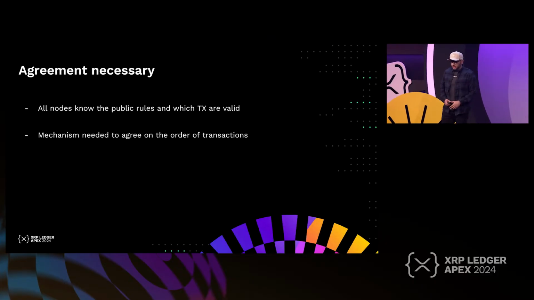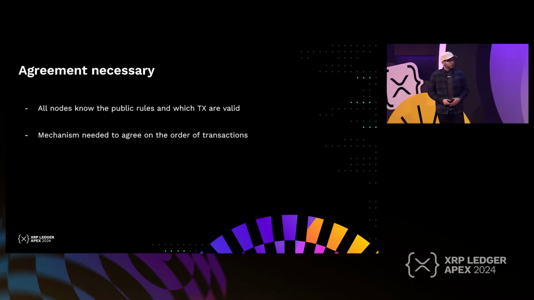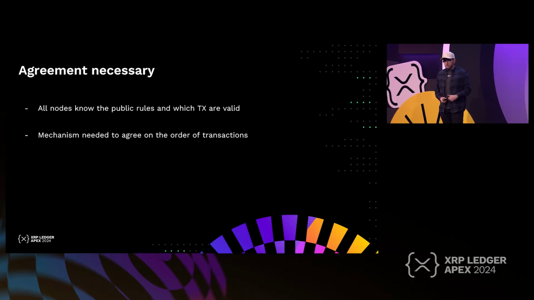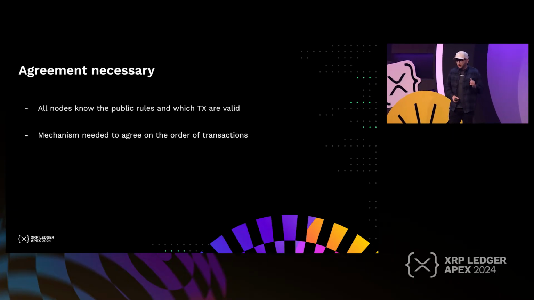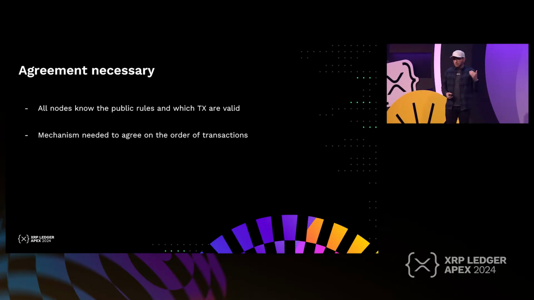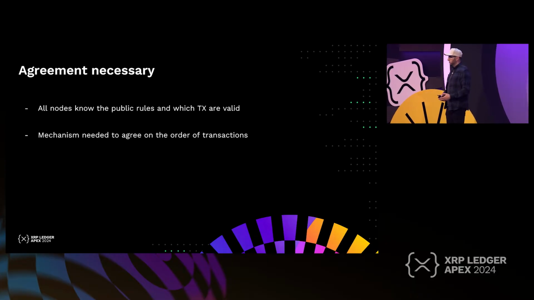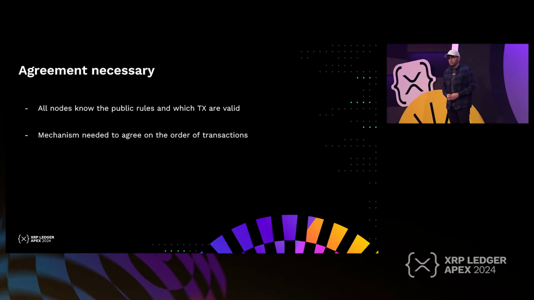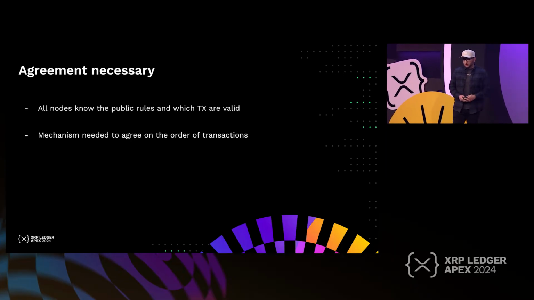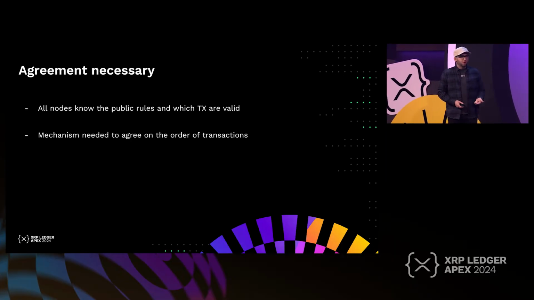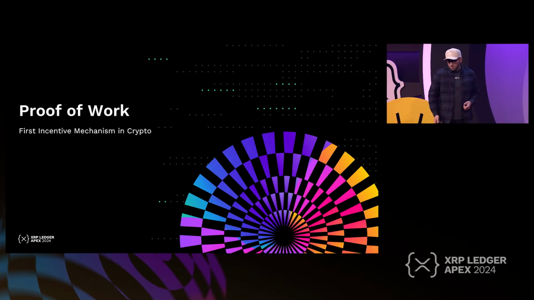So agreement is necessary. We're going to define some very important theses and key findings here, which is basically that a mechanism is needed to agree on the order of transactions. That is literally the core of why you usually need incentives. You need these participants to come and agree. And all the nodes are public, they enforce all the rules, they know the state of the ledger, and they know what transactions are valid. They can verify all of this.